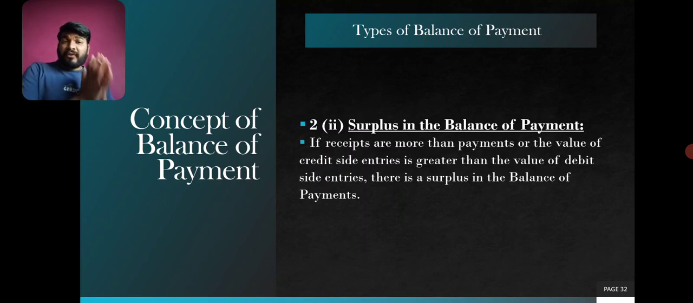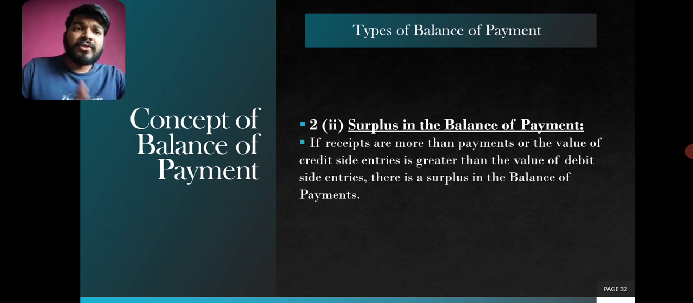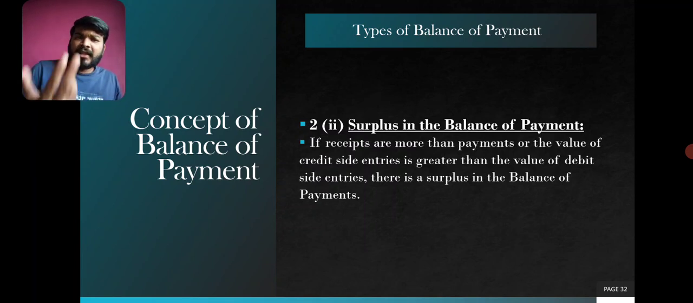So here, sometimes our receipt side is more, or we gain foreign income, when our imports are less and exports are more. When we try to export more to foreign countries, we find that we can gain foreign income. Clear? So these are the two main types, that is balanced and unbalanced, in that deficit and surplus of balance of payment, which we have learned today.